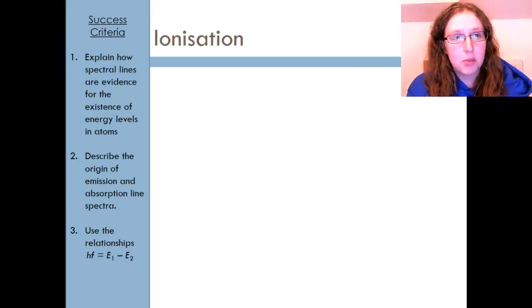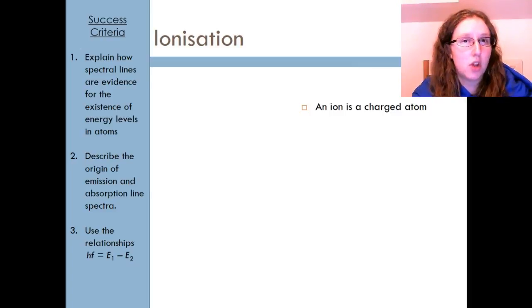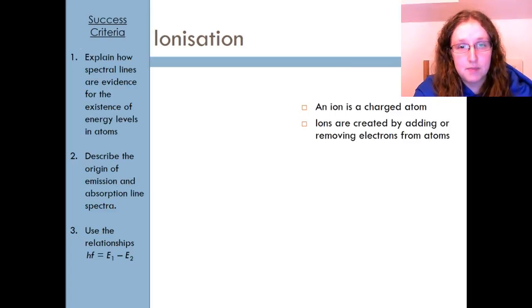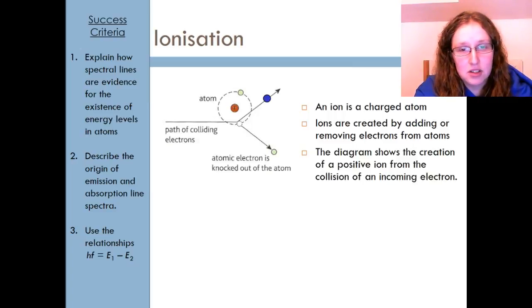Right, so first thing we're going to talk about is ionization. Just a bit of terminology. Hopefully you'll know that an ion is a charged atom, so it's either gained or lost electrons, so it will have a positive or negative charge. That's how they're formed, by adding or removing electrons. So, example here, I've got an atom. An incoming electron could knock one of the orbital electrons out, which then forms it into an ion. This is a way that we can make a positive ion.